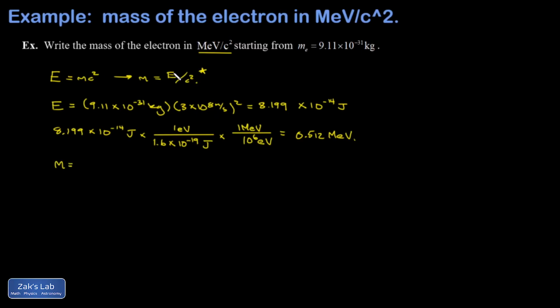Then we go back to our famous equation E equals mc squared, solved for m, and we can now write our mass as the energy equivalent of that mass in MeV, that's 0.512 MeV, over c squared, and we've got the mass of the electron in MeV per c squared.